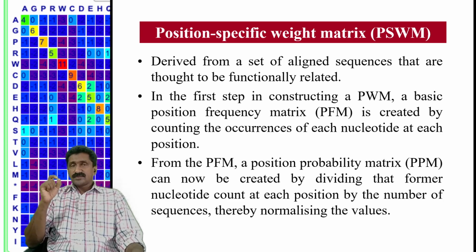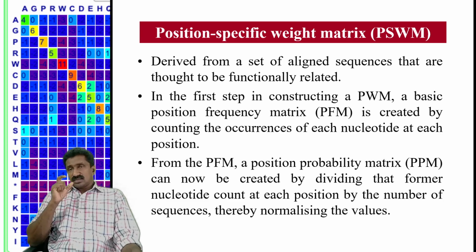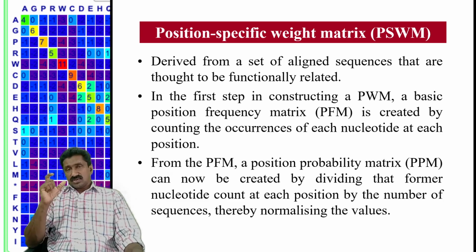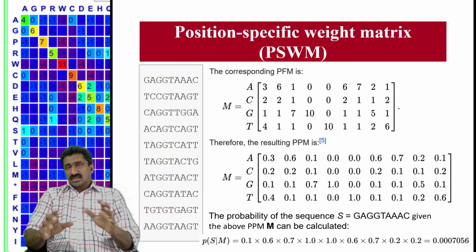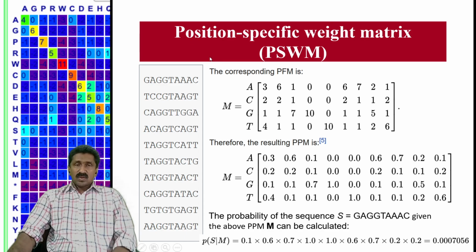I will show you in the next slide. The first step is the creation of a position frequency matrix, and from this matrix, a position probability matrix is created. Let us say you are comparing 10 closely related sequences. At the first position, you can see various bases represented. There are only 4 possibilities, and of the total 10 bases present at the first position, there are 3 adenines, 2 cytosines, 1 guanine and 4 T.